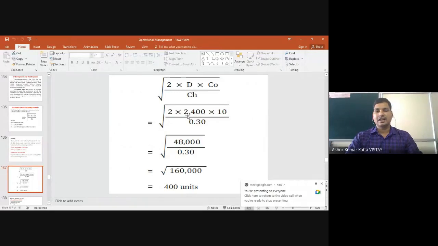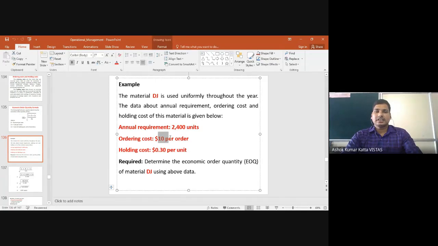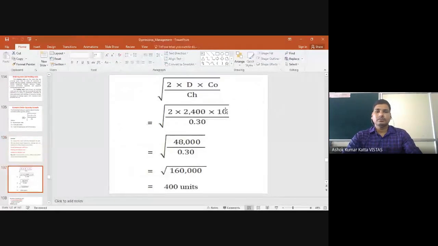So D means annual demand, 2,400, into Co. Co stands for ordering cost. Ordering cost is 10, holding cost is 0.30. So ordering cost 10 by holding cost 0.30. Now we need to calculate 2400 multiplied by 2, 4800. 4800 multiplied by 10, 48,000. That is what we have written here. 48,000 by 0.30 will come to 1,60,000. So 1,60,000 we are taking as a root. Then 400 units.